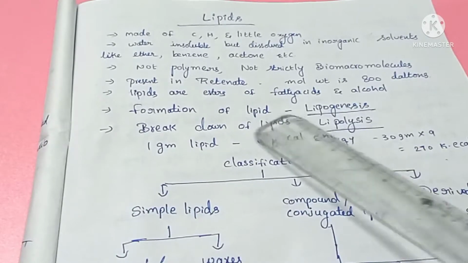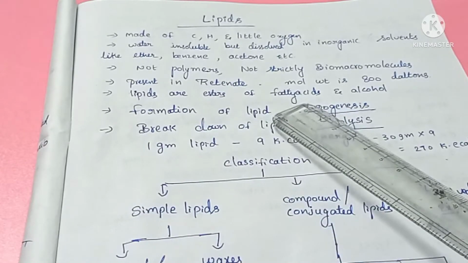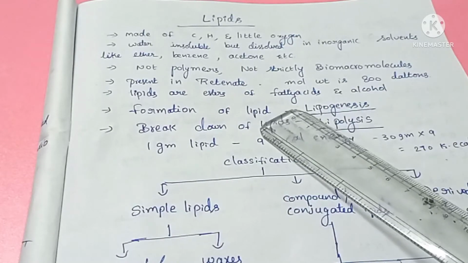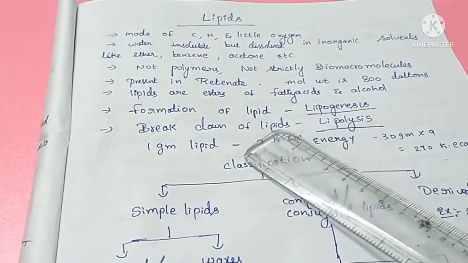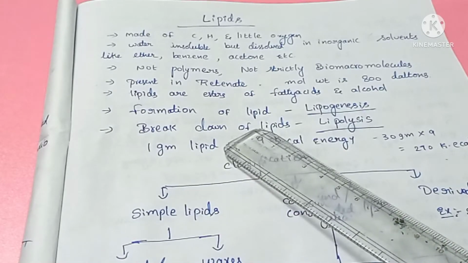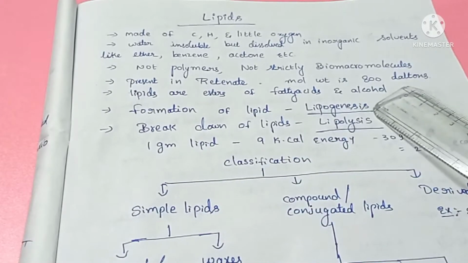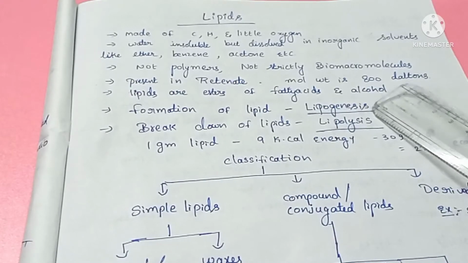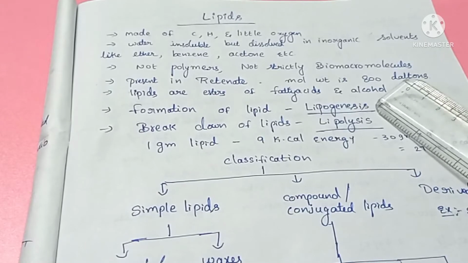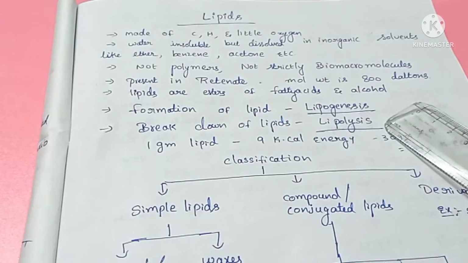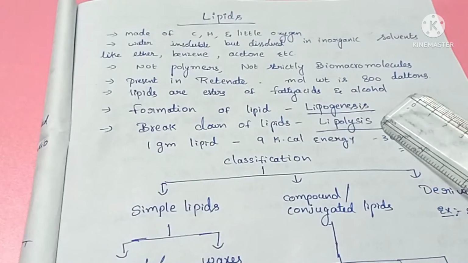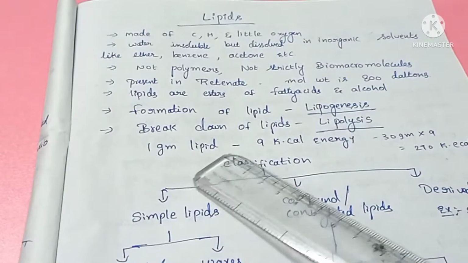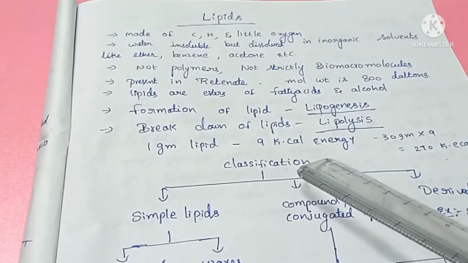Lipids are esters of fatty acids and alcohol. What do they contain? They consist of esters of fatty acid and alcohol. The formation of lipid is called lipogenesis. What is the meaning of genesis? Genesis means synthesis and production. Lipogenesis means the formation of lipid, whereas the breakdown of lipid is called lipolysis. Lysis means breakdown. If we take 1 gram of lipid, we get 9 kilocalories of energy.